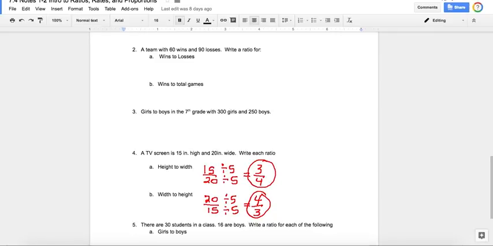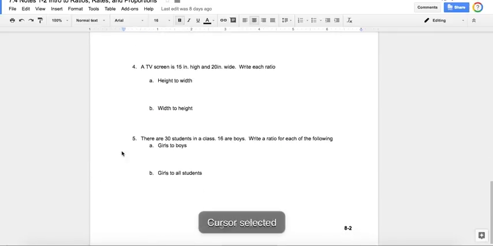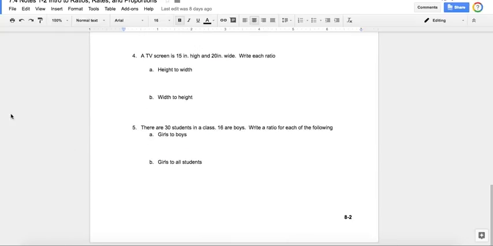Okay, moving on to number 5. There are 30 students in a class, 16 are boys. Write a ratio for each of the following, girls to boys. Now, they only told us how many boys there are. But if there's 16 boys and 30 students, we can subtract the two numbers and figure out how many girls there are. So 30 minus 16 is 14. So there are 14 girls.